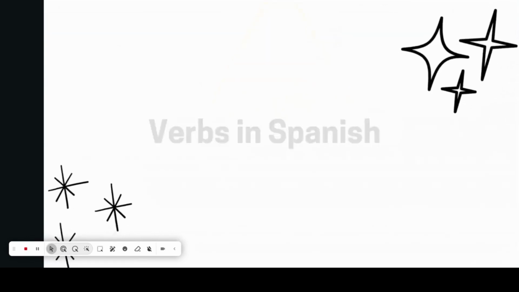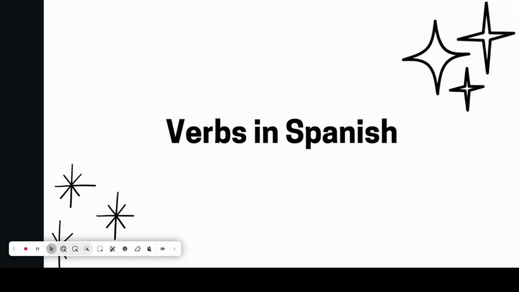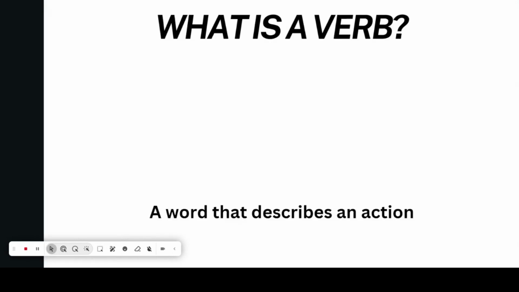We're going to break down verbs as much as possible, and we're going to learn a little bit about the process of how we can conjugate verbs in Spanish. So the first question we have to ask, and remind ourselves of, is what is a verb? A verb is a word that describes an action, right?